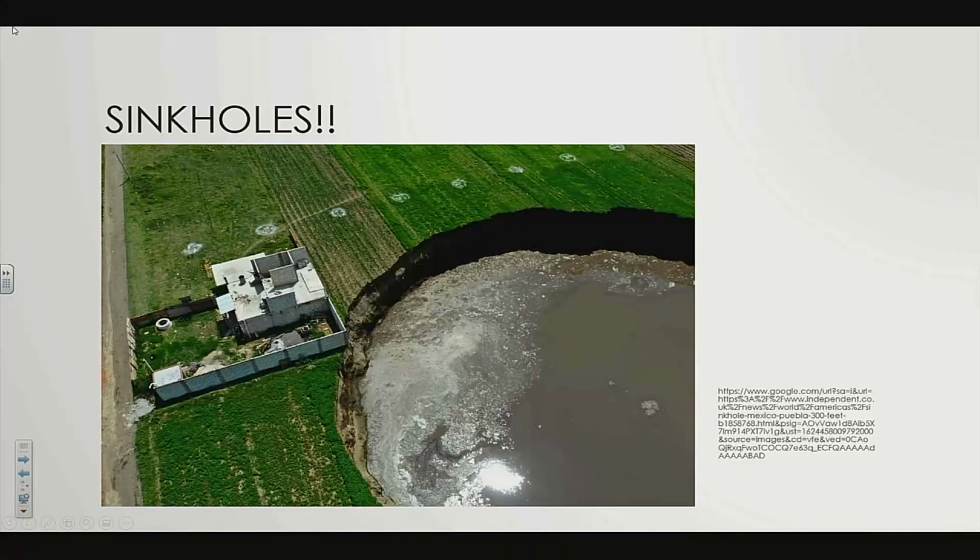Sinkholes. This is in Mexico, actually. It just opened up last week. Yeah, that was cool. Two dogs were found in there, they were rescued. I think by now his house has already gone in. It's already collapsed. And that's it. All right, great, thank you.